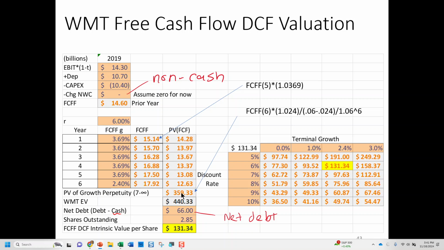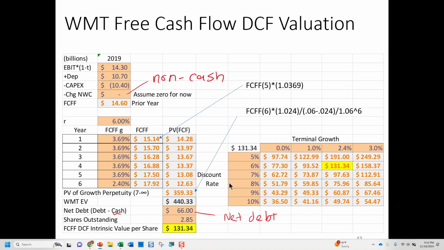In this case, year 7 through infinity. And then that gives me the enterprise value of Walmart. I subtract net debt. At the time in 2019, they had 66 billion of net debt. Divide by number of shares, and I get a stock price, which is a reasonable estimate of the stock at that time. And I also did a data table showing the sensitivity.